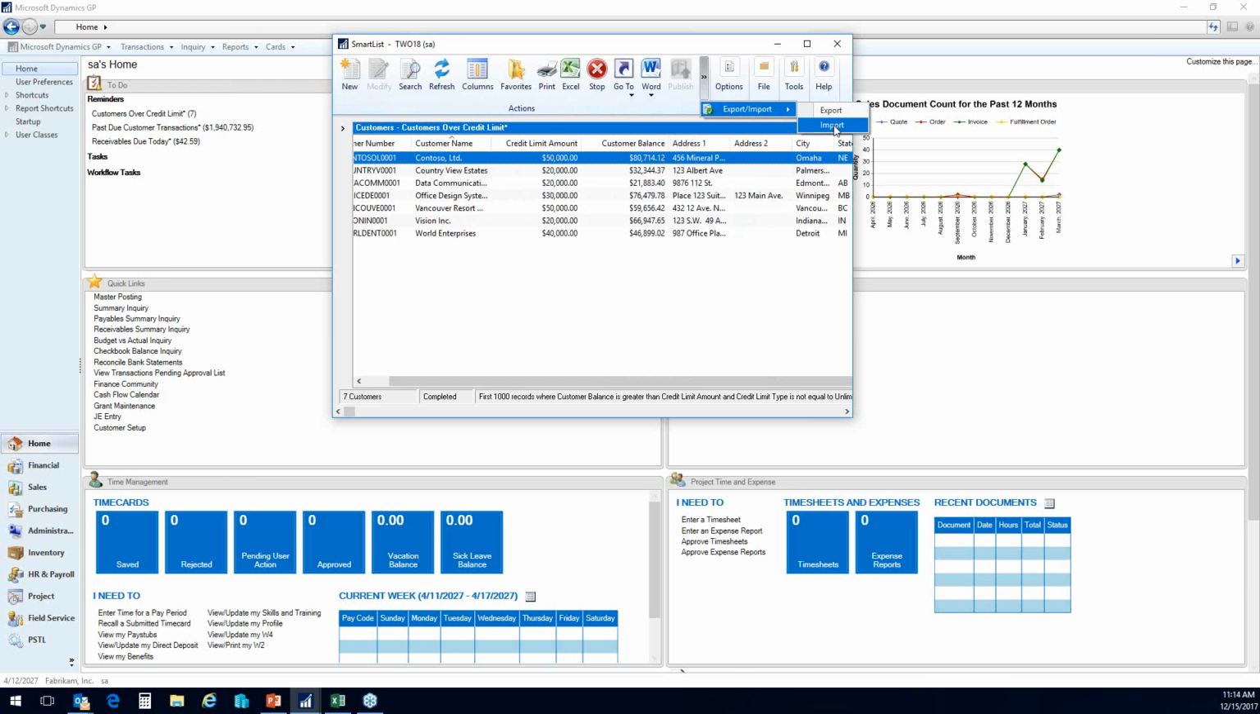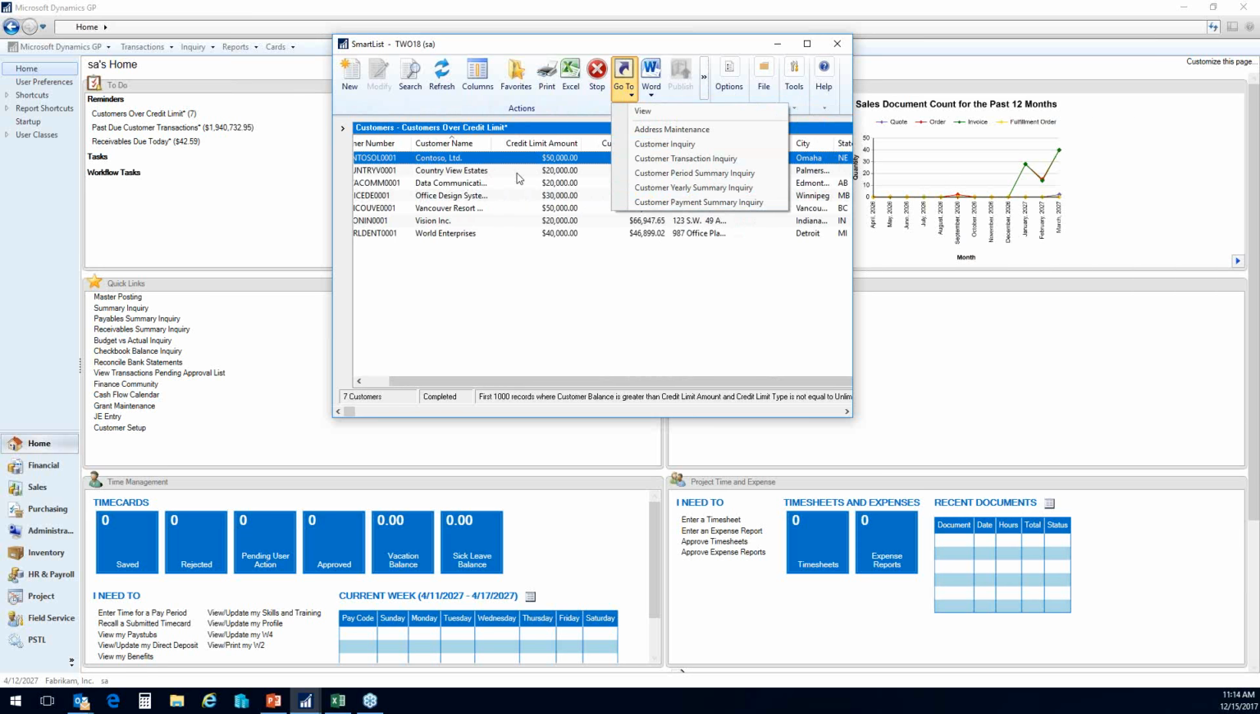I can also export this data out. So if I want to export this SmartList out, maybe change it up a little bit, or put it on another computer. Maybe I have created this view, but somebody else in the company, or maybe a brother or sister company, wants it. I can export this out and they can import it and run it against their set of data.